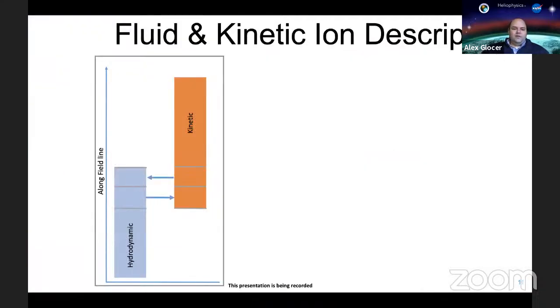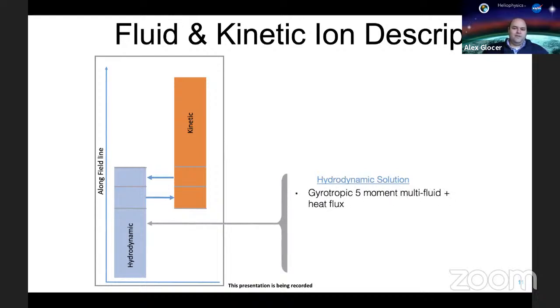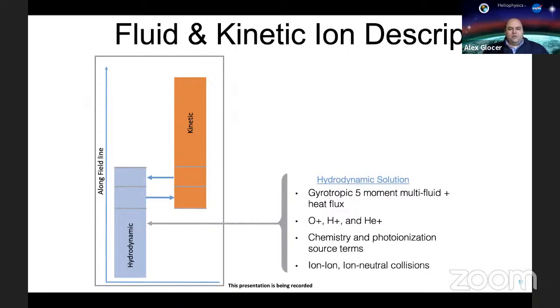So a little bit more detail in the hydrodynamic solution at low altitude, we're solving the gyrotropic 5-moment multifluid equations with heat flux. We're solving for O+, H+, and He+. We're including the sources of these ions from chemistry and photoionization source terms. And we include the collisional coupling of the different ion fluids with each other and with the neutral background through collisions.